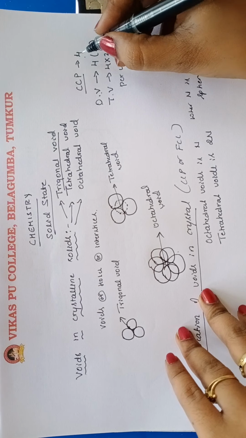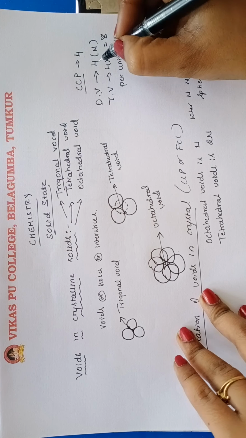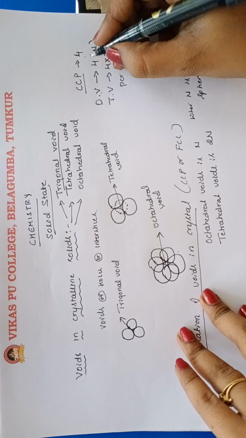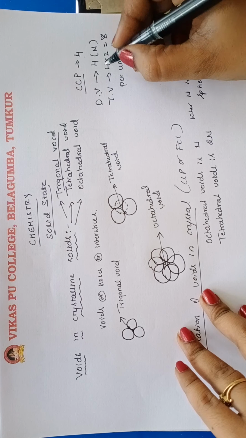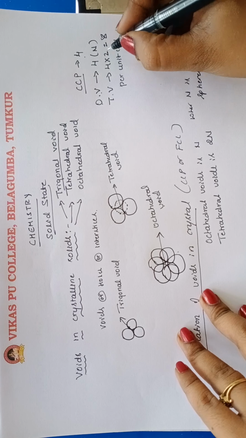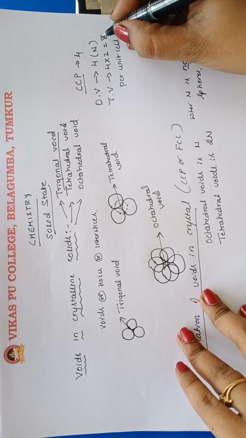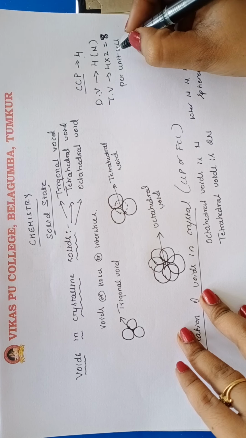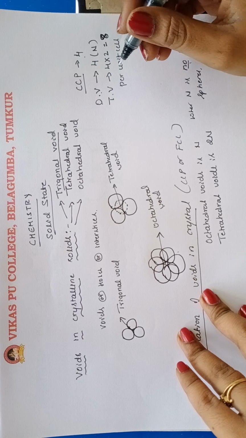The number of octahedral voids is the same as the number of spheres. The tetrahedral voids are double, that is 2n, so 2 into 4 gives 8 tetrahedral voids.